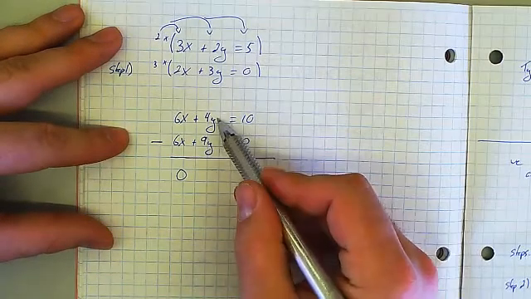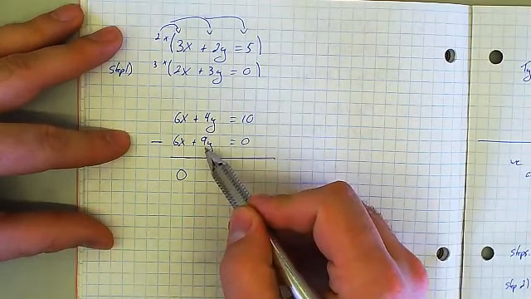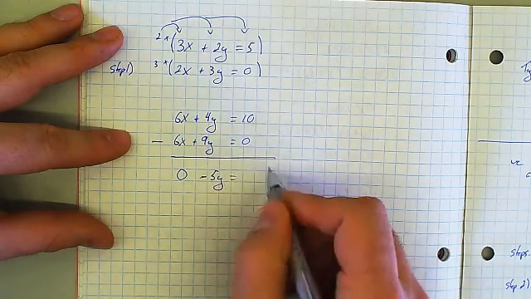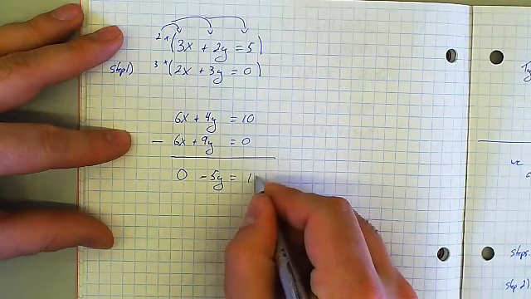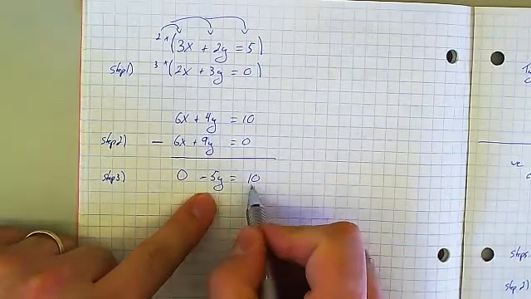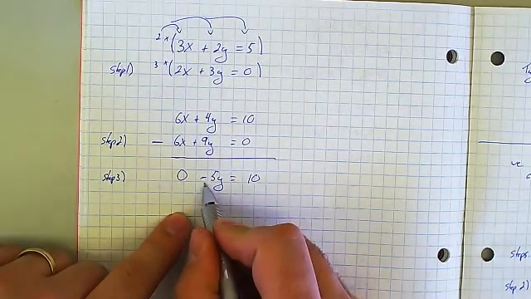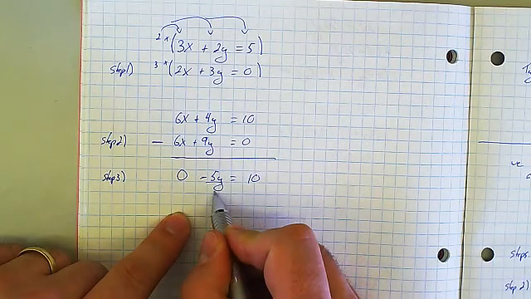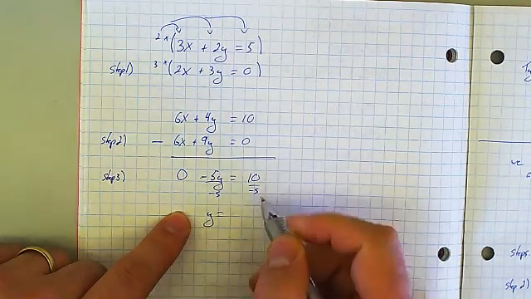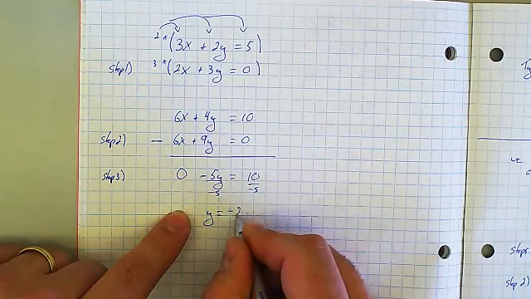What is 4y minus 9y? Negative 5. There you go. Negative 5y. And what's 10 minus 0? 10. So for step 3, we're going to basically solve for y. So I'm going to take my negative 5y, divide both sides by negative 5. Y turns into 10 divided by negative 5, which is negative 2.